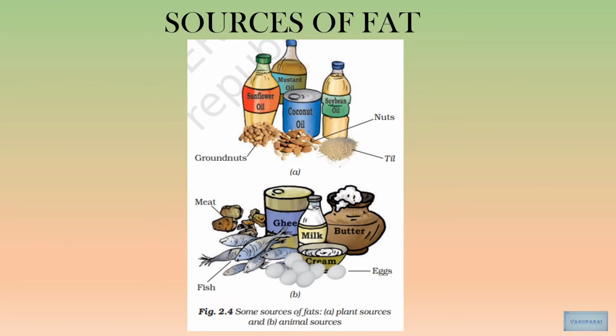Fat is sourced from two places. One is plant source, the other is animal source. The fat source that we get from plant are the different oil like sunflower oil, coconut oil, soya bean oil, mustard oil, groundnut oil, and even the nuts have fat in it. Now, the fat that we get from animal source are butter, ghee, milk, cream, fish, egg, and meat.